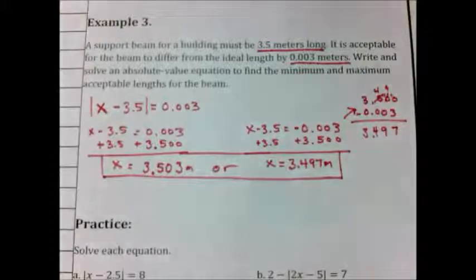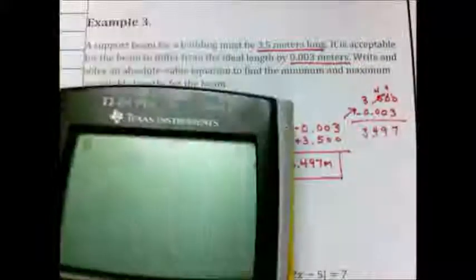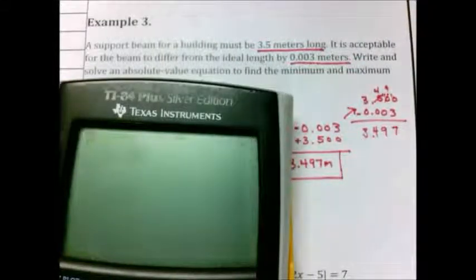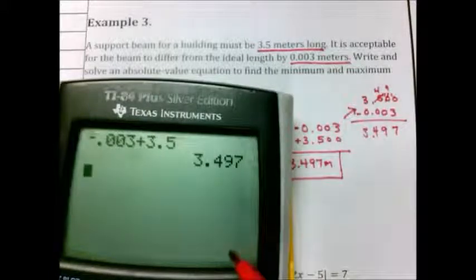Again, on that last one, if it gets confusing, you could always take out your calculator and put in negative 0.003 plus 3.5. Press enter, and you'll get 3.497, which is the exact same thing that we got.